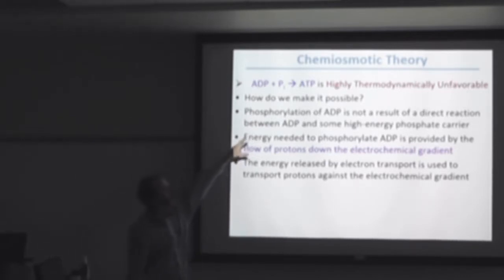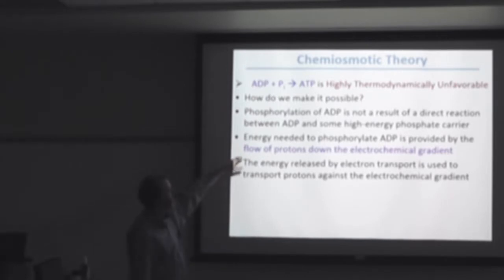Phosphorylation of ADP is not the result of a direct reaction between the ADP and some high energy phosphate carrier. That was back in the 50s and 60s. They were sure there was some high energy carrier that was able to do this. And I forget his name, but this one guy proposed this chemiosmotic theory, and everybody made fun of him and ridiculed him, but then ultimately he won the Nobel Prize because it turned out to be correct.